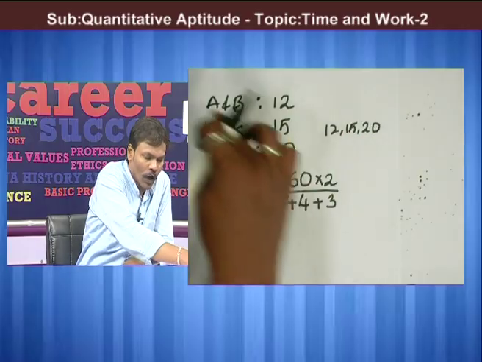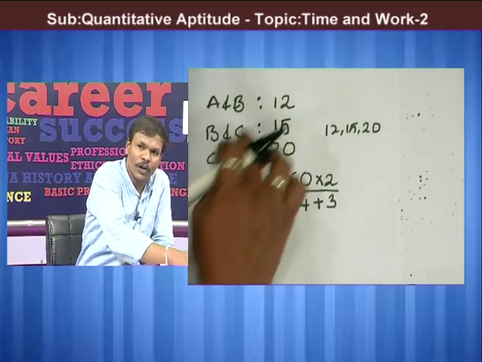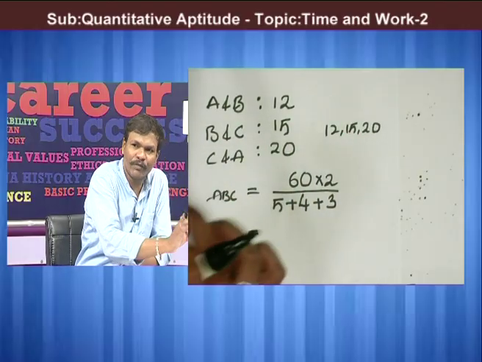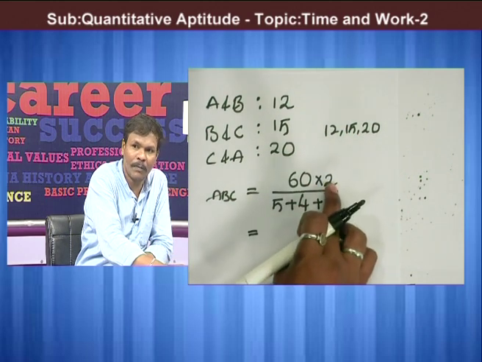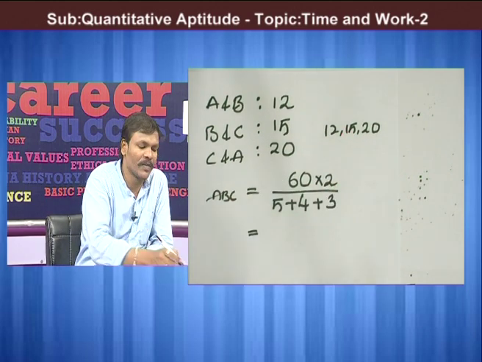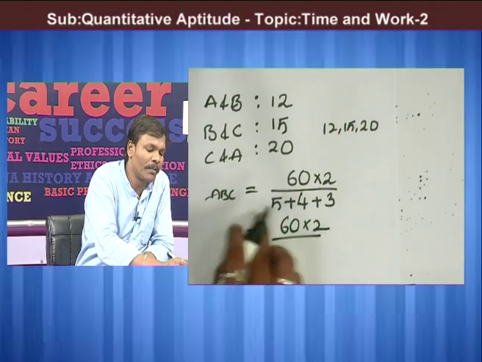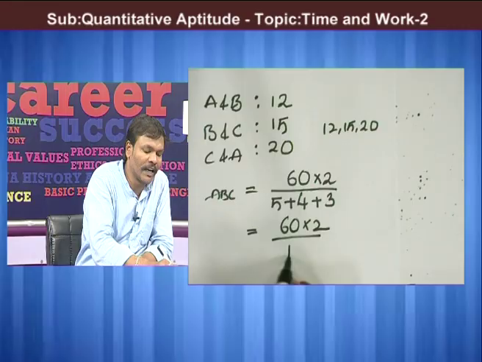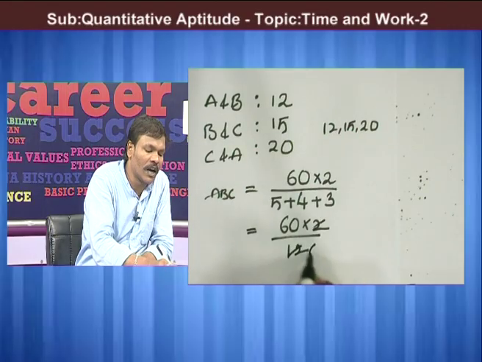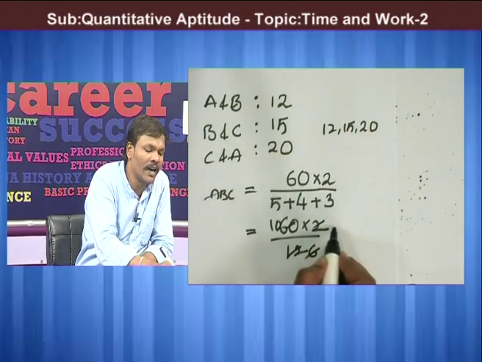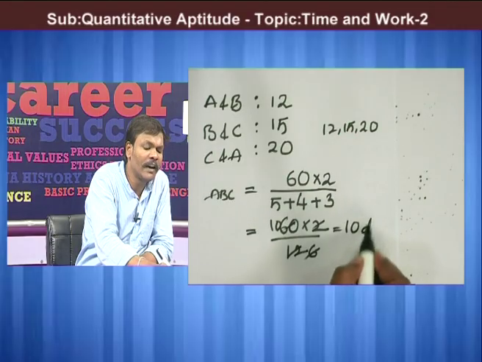All together 2 A's, 2 B's, 2 C's, every person is twice, that means you multiply by 2. So, 60 into 2 by 5 plus 4 is 9, 9 plus 3 is 12, 2 sixes are 12, 10. How many days are A, B, C working together? 10 days, simple.